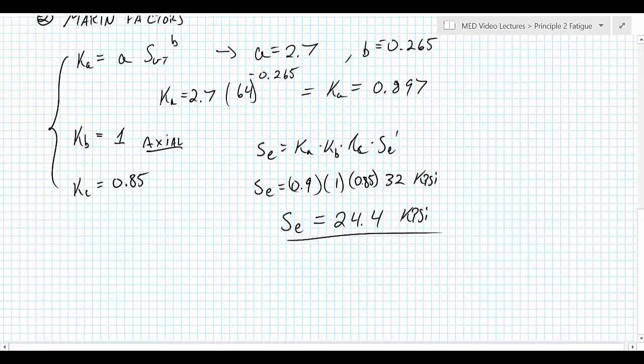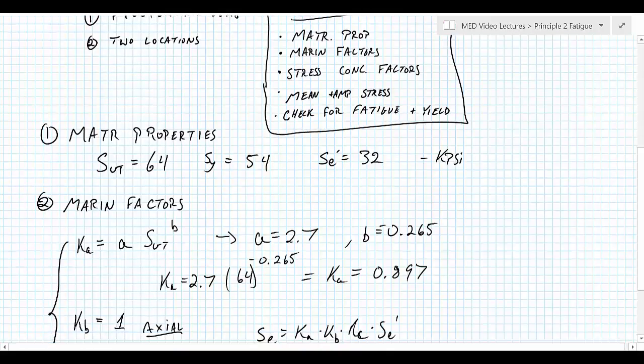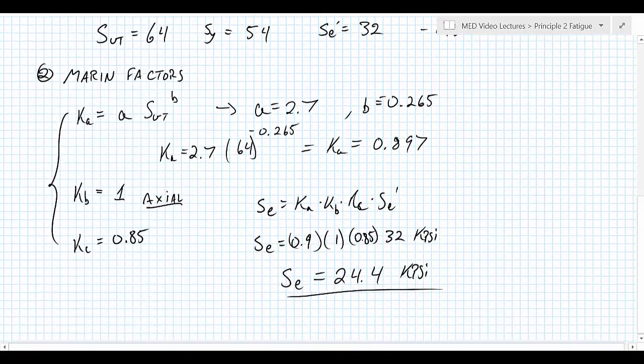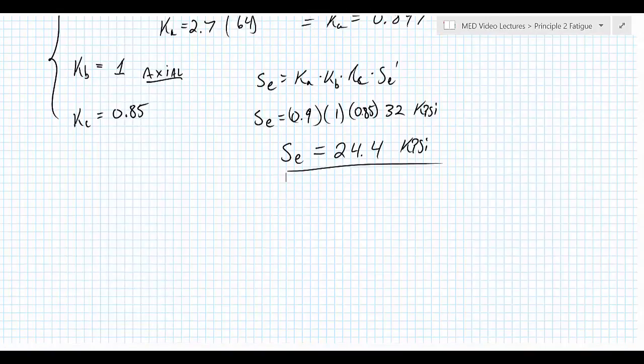Let's see what our next step in our solution process was. We figured out material properties, we've modified our endurance strength with the Marin factors. Now we need to consider any stress concentration factors if there are any. Well, there are two locations where there are stress concentration factors, and those are the two locations we're concerned about failure. So specifically the hole and the fillet. So let's start with the fillet location.